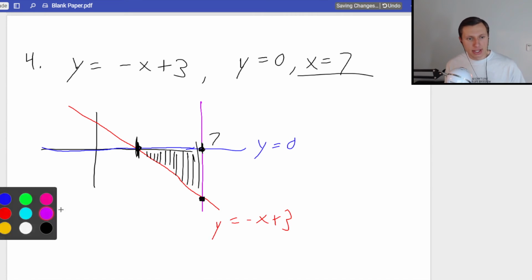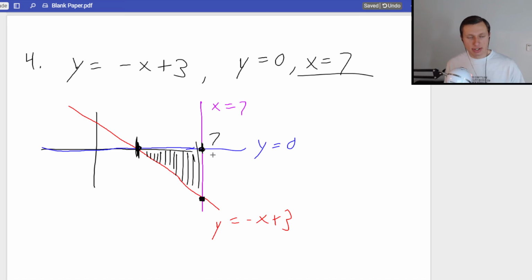And the purple is x equals 7. Any questions so far? Yeah, I have a question. Go for it. So, if you couldn't draw the graph, would you still be able to figure out which one's on top, even though one of them is x equals something? Yes, because x equals 7 will never be on top.